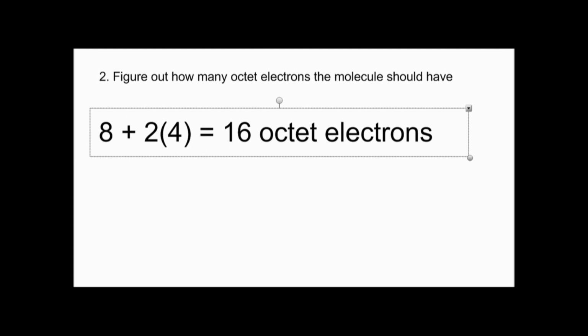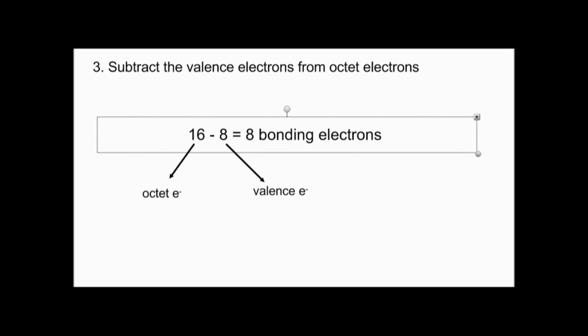Then you have to figure out how many octet electrons the molecule should have. Just like in the last video, nitrogen will want 8 and hydrogen, like we said, will want 2. In this case, since there's a charge, it will no longer only want 6, it will want 8.